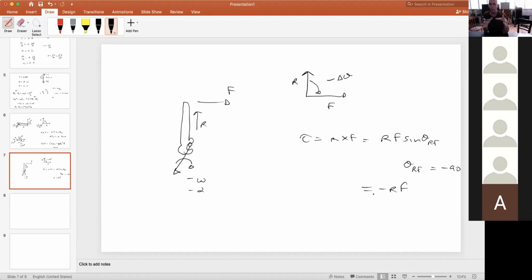So the thing to remember is it's always R cross F. You can find the angle by using the right-hand rule, which is usually the easiest. If R turns to F clockwise, it's negative. If R turns to F counterclockwise, it's positive.